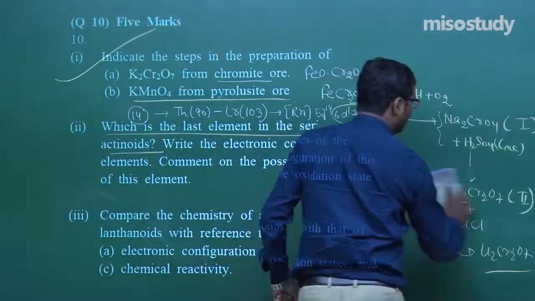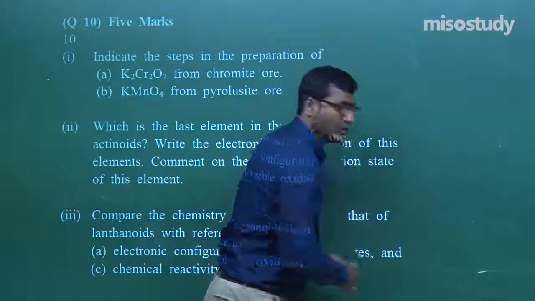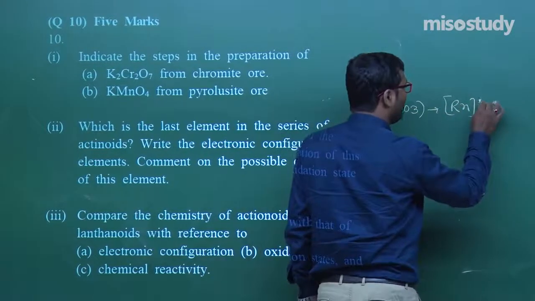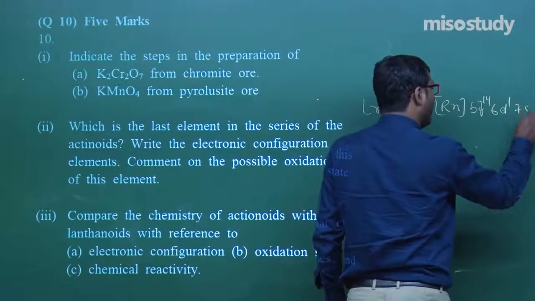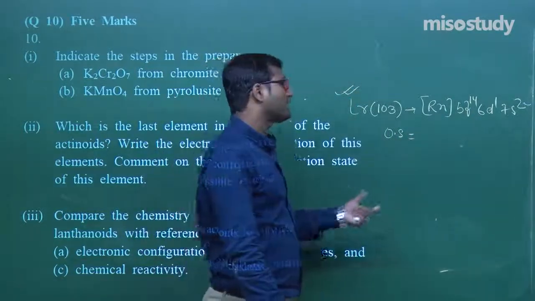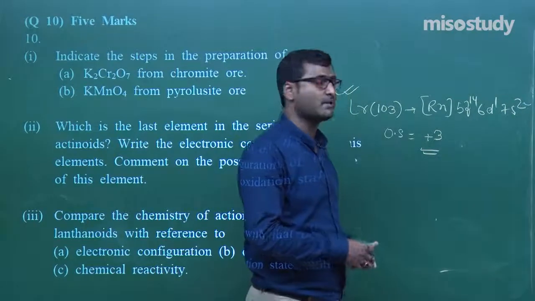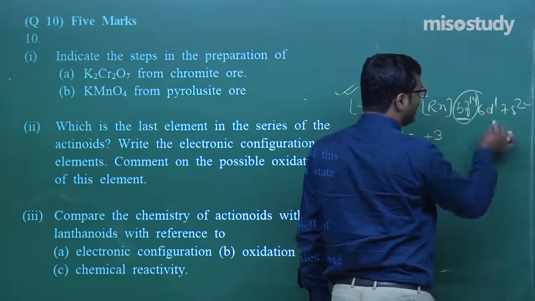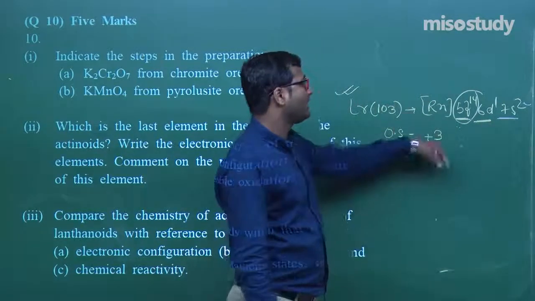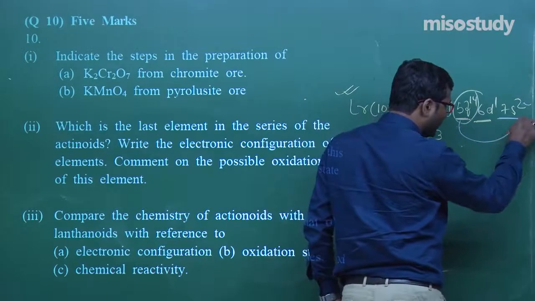Comment on the possible oxidation states. As I told you during my lecture, they generally show the oxidation state +3, my friend. So the last element, again I am repeating, lawrencium 103, Rn atomic number 86, will be 5f14 6d1 and 7s2. They do not show variable oxidation state like transition metals. Common oxidation state is +3, it can show +2 but very uncommon, not +1, +3, +4, +5, +6, +7, because the energy difference between the (n-2)f subshell and the (n-1)d or ns subshell is very large. Due to this reason, it is very tough to transit the electron from here to above.